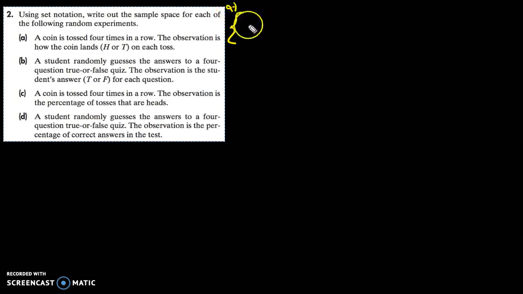We'll say part A. So we start these out with a bracket. It's just the notation for a set of objects. So let's say one thing that could happen is I could just get heads 4 times in a row. So what else could happen? I could get heads 3 times in a row and then a tails.